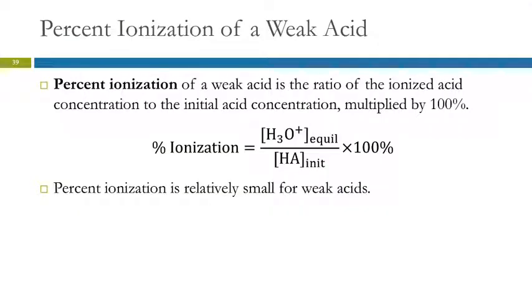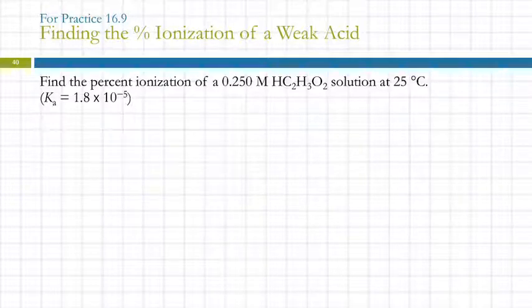Another thing we sometimes look at is the percent ionization of a weak acid. We said that a weak acid does not ionize completely. We can look at how much it ionizes. That would be the ratio of the ionized acid concentration to the initial acid concentration multiplied by 100. That percent ionization is going to be relatively small for weak acids. For a strong acid, it'll be essentially 100%. Okay, so find the percent ionization of a 0.250 molar acetic acid solution at 25 degrees Celsius. Ka is 1.8 times 10 to the minus 5.